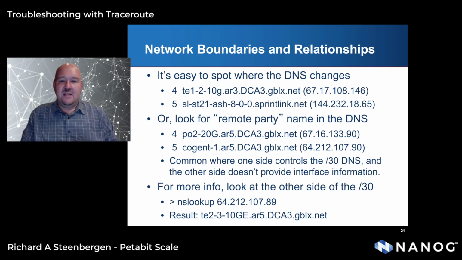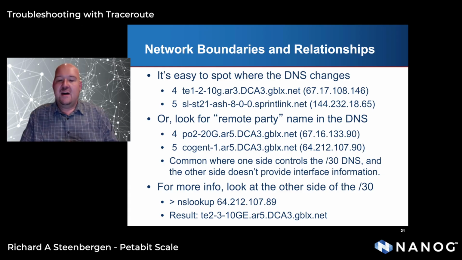So it's pretty easy to spot where the DNS changes. Here's an example where you're going along and hop 4 says Global Crossing. Well, that's defunct. And hop 5 says Sprint. Another thing that you'll see pop up is when you see the remote party in the DNS name. So here you see hop 4 was clearly Global Crossing, and hop 5 is the Cogent side of a Global Crossing.